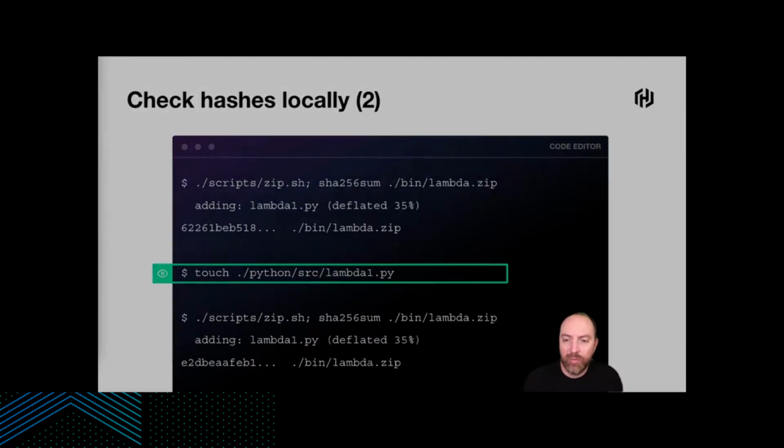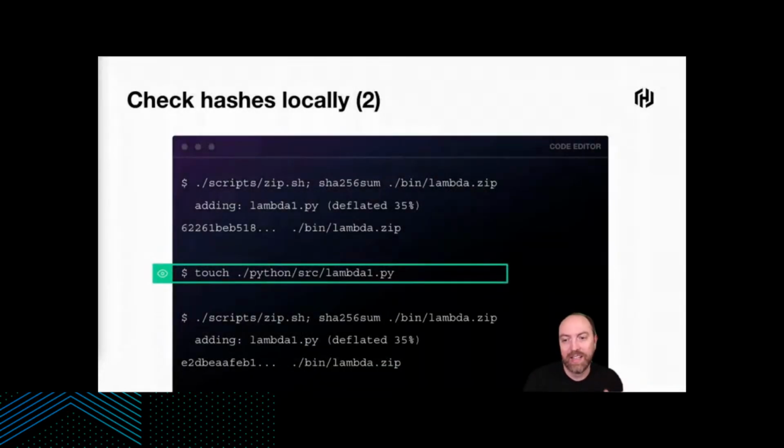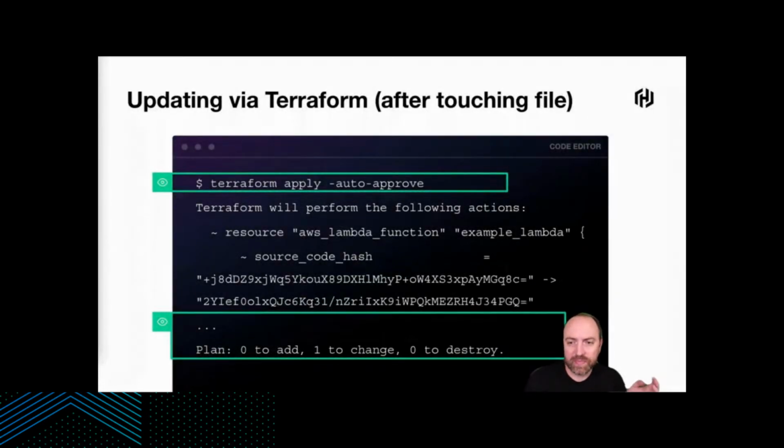So what happens when there is a change? You can see here that it shows the source code hash as a base 64 value, and it shows that it's going to change. I touched the zip file, or excuse me, I touched the Python file and zipped it back up. And that made the zip file checksum different. So cool. I don't want just a touch to update it.